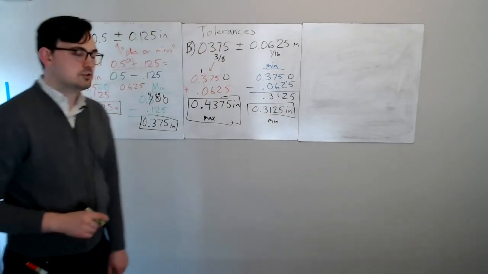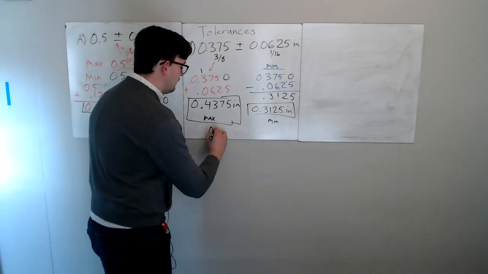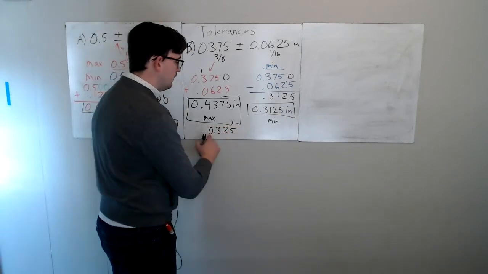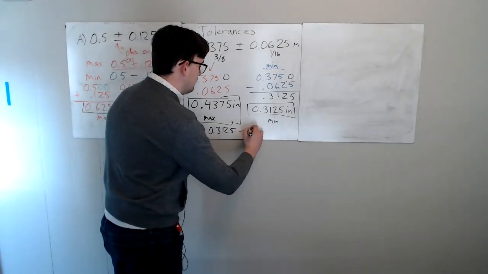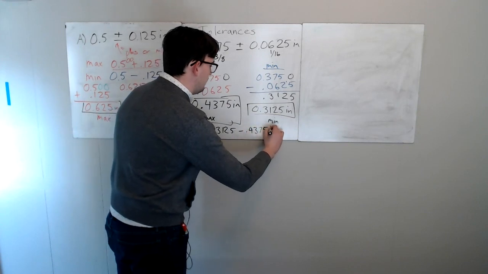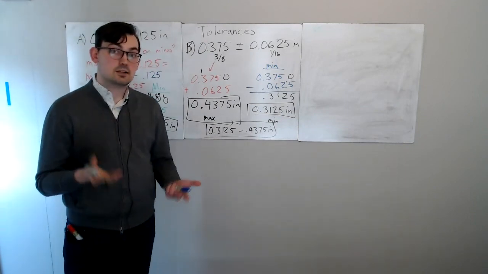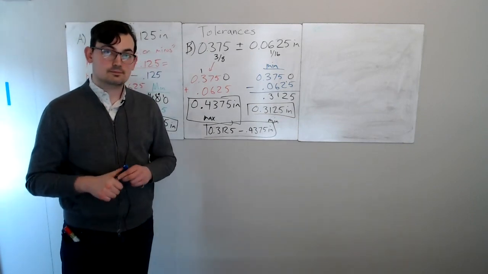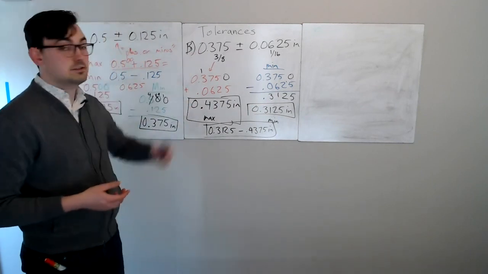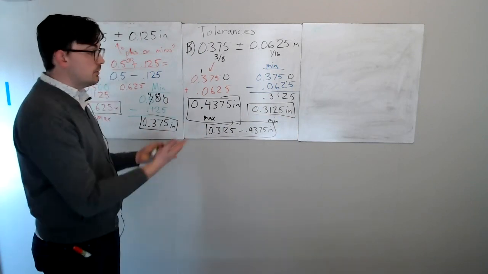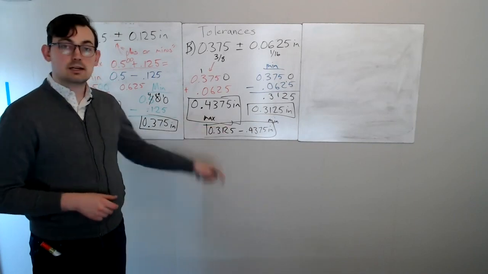So now I have a range of values. I have my max and my min. If I wanted to write this as a range, I could say the dimension could be anywhere between 0.3125 and 0.4375 inches. If I have a dimension somewhere between those two values, I know that I'm in spec. And that's how we're going to find our tolerances. If we want to convert these tolerances into a range, you find your max and your min by adding and subtracting, and then writing it as a range like this.